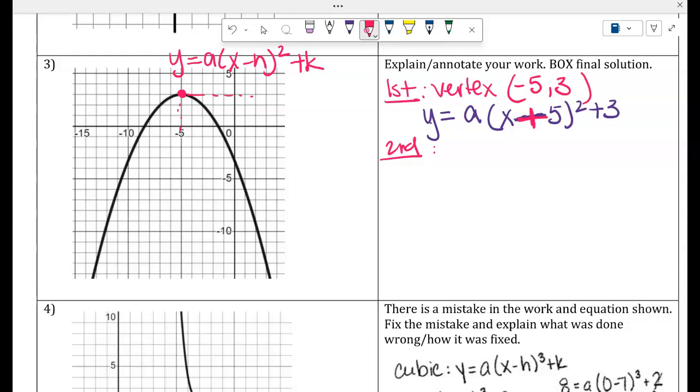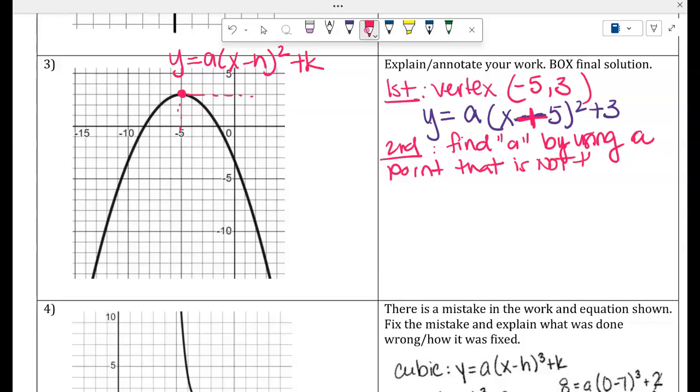So to find your a value, find a by using a point, okay. That is not the vertex. That is not the vertex. Okay, so normally you can find any point you want, but just like earlier, we want to find nice points, meaning a point that's in the middle of 4 boxes.